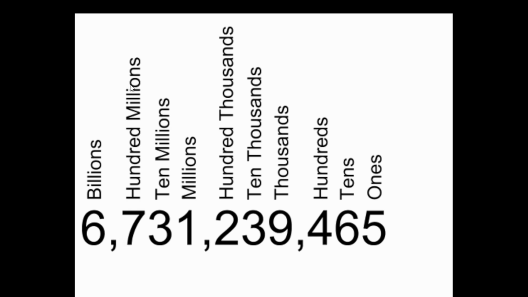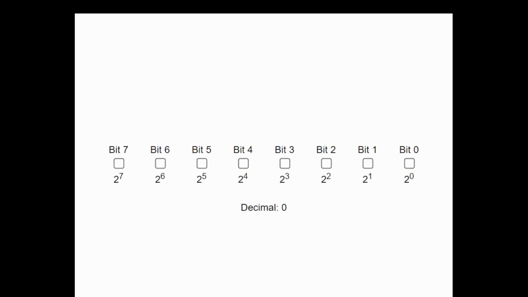It's 6,700,000,000, 3 10 millions, 1 million. That's a weird way to say it, but you get the idea. I think the way this works is each place, this is the 10 to the 0 place, which is the ones place, the 10 to the 1 place, that's the tens place, the 10 to the 2 place, which is the hundreds place. And decimal numbers work the same way, except instead of being based on tens, it's based on twos.